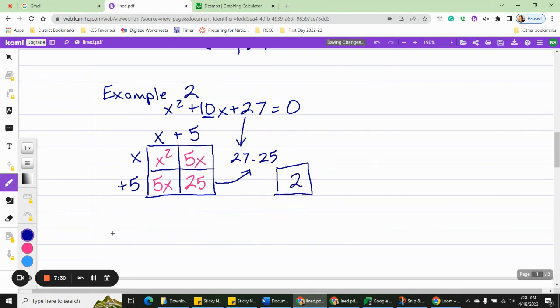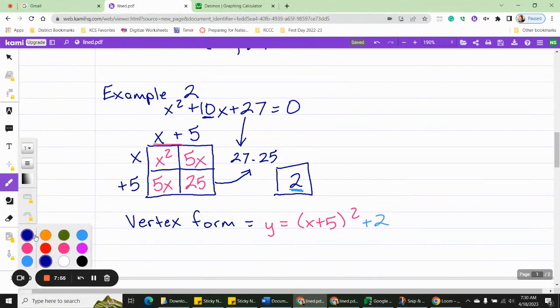So to write vertex form of this equation, I'm going to take that x plus 5 and write y equals (x plus 5) squared. And then I'm going to use this 2. It's a +2, so I write plus 2. And that's my vertex form. And to write the actual vertex, or the turnaround point on that graph, it would be a -5. Remember to change that sign. And a +2.